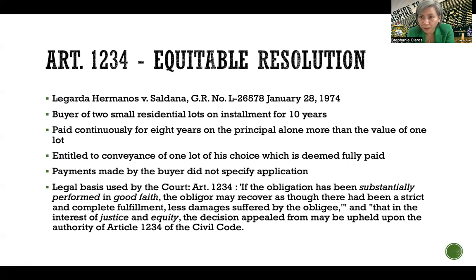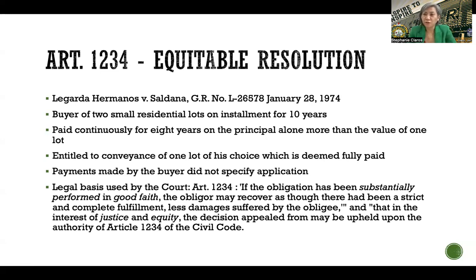Because in that particular case, guys, the payments made by the buyer did not specify any application, whether it went towards payment of the first lot or to the second lot. So to justify the ruling, guys, the Supreme Court applied as legal basis Article 1234, wherein if the obligation has been substantially performed in good faith, the obligor may recover as though there had been strict and complete fulfillment, less damages suffered by the obligee. And that in the interest of justice and equity, then the decision can be upheld under Article 1234.